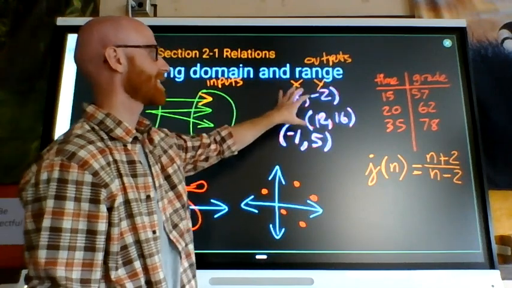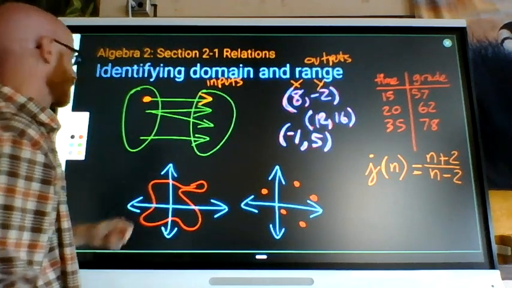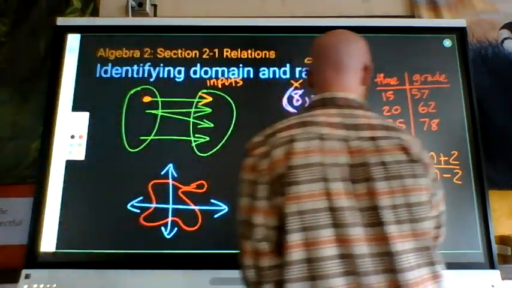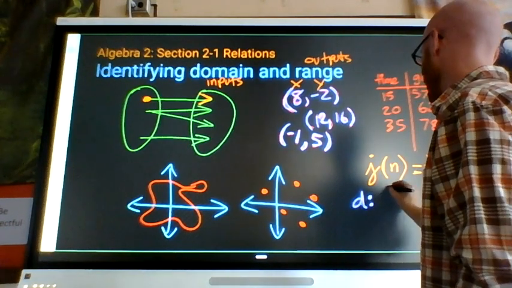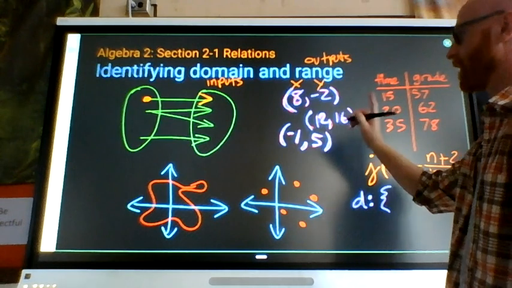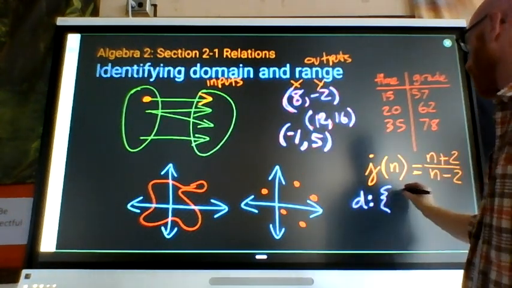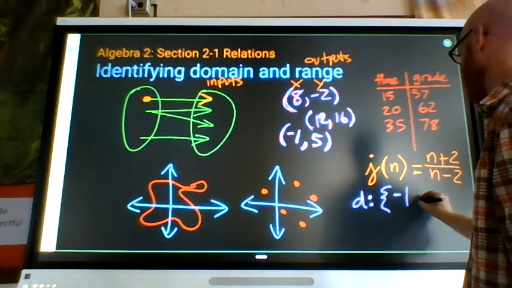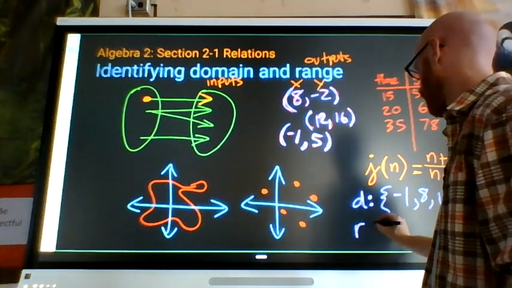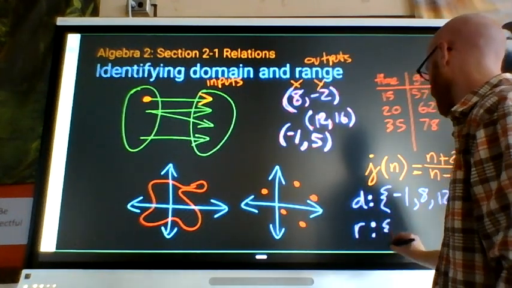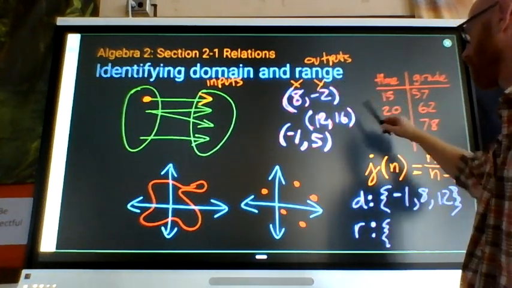So if I was going to list out the domain and range for this specific set, I would say my domain is, and usually when you're listing domain, you go from smallest to biggest. So negative 1, 8, 12. And my range is, again listing from smallest to biggest, y values: negative 2, 5, 16.